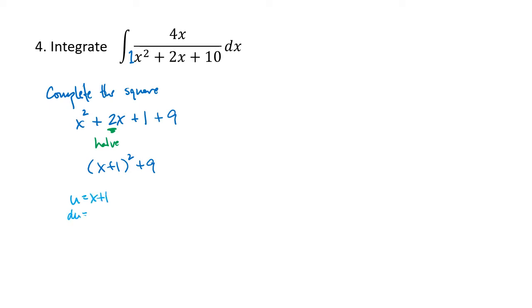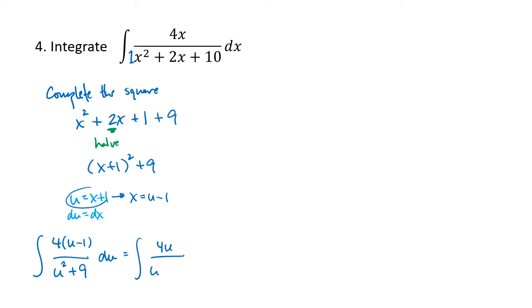And du will be dx. So on the top of that fraction, I now have 4x, but what's 4x? That's going to be 4 times u minus 1, right? If I take this equation and solve it for x, I get x equals u minus 1, divided by, because we completed the square, the bottom of that fraction is u squared plus 9 du. So that gives us two fractions, 4u divided by u squared plus 9 minus 4 divided by u squared plus 9.